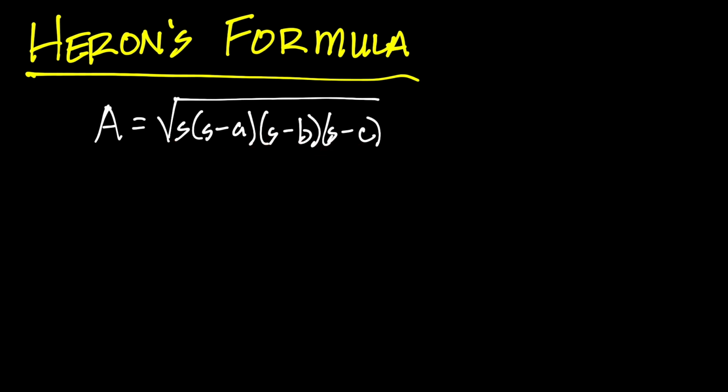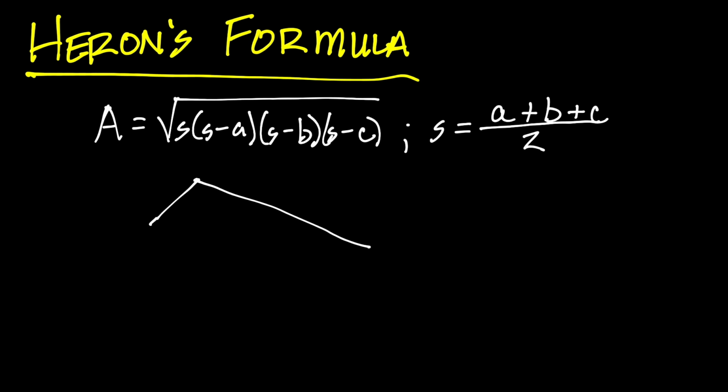But what is S? Well, S in this formula is something we call the semi-perimeter. So we add up all three sides of the triangle and then we divide by 2. So let's suppose I have a triangle, I don't know, that looks something like this. So it's an oblique triangle.